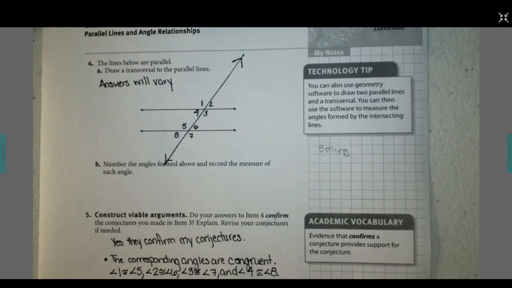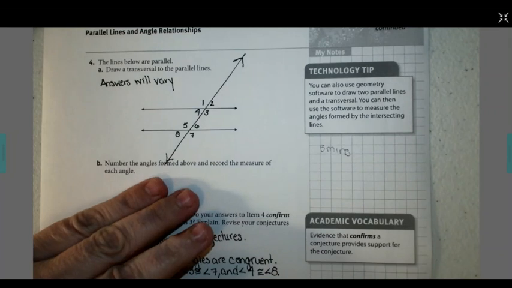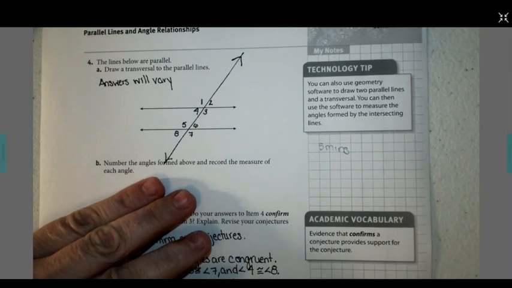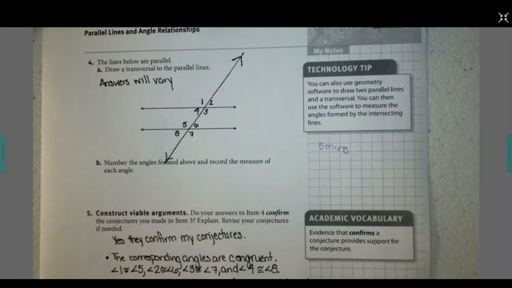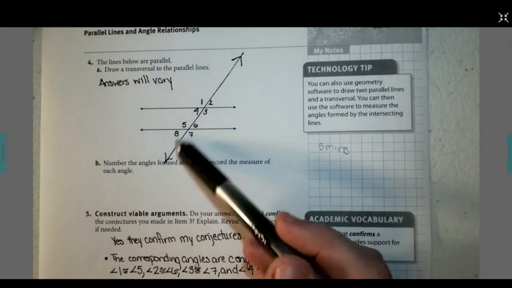All right, as you can see, the answers to questions 4 and 5 have partially been provided. Notice that I did not give my angle measures for part B of question 4, just because I knew that they weren't all going to come out to the same answers. So I just went ahead and drew my transversal.